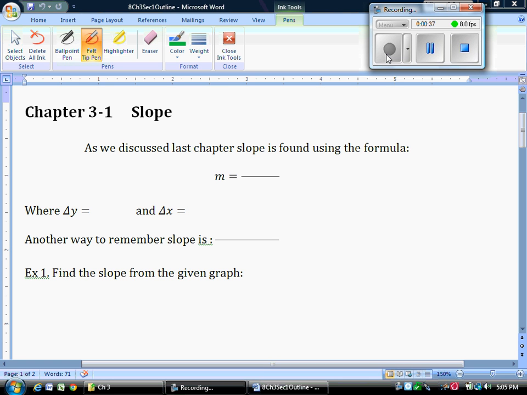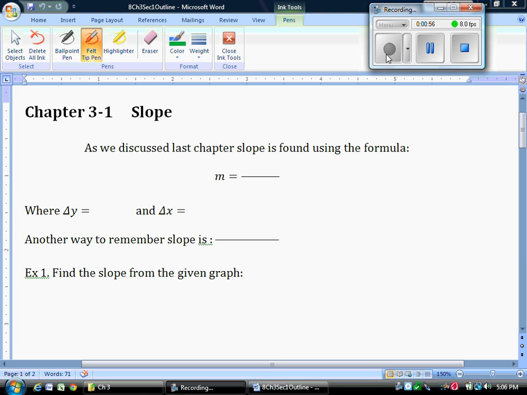So in chapter 3, we're going to be talking a lot about graphing, slope-intercept form, and point-slope form. So the first thing we need to do is figure out what slope is. We should already know that the slope is how steep a line is. That's something we've talked about for a while, probably since 6th grade.